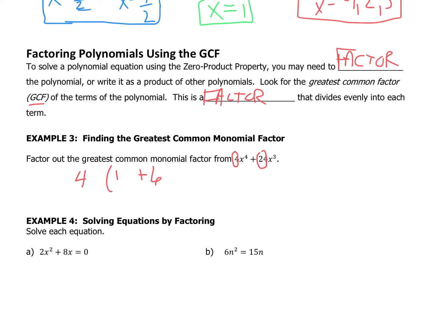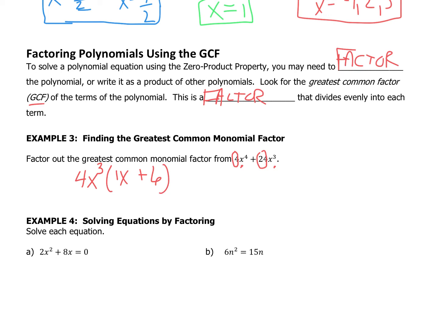Now looking at my x terms, I have 4 of them there, and I have 3 of them there. So what's the greatest common factor? Well, x cubed is the greatest common factor. Now, if I divide the x cubes out of 4x to the 4th, I would have 1x left over. And if I divided 24x cubed by 4x cubed, I would have 6 left over.